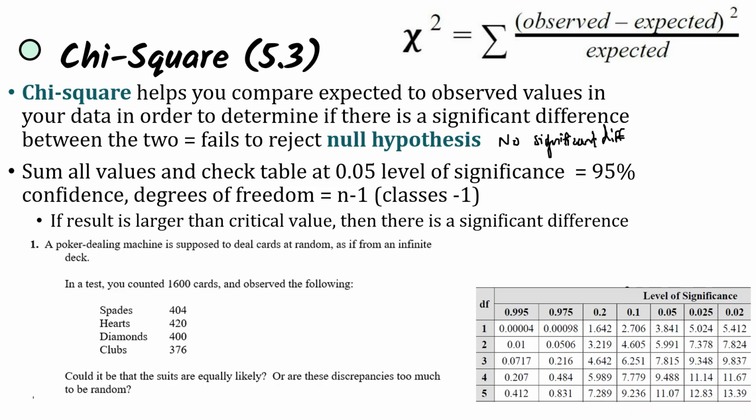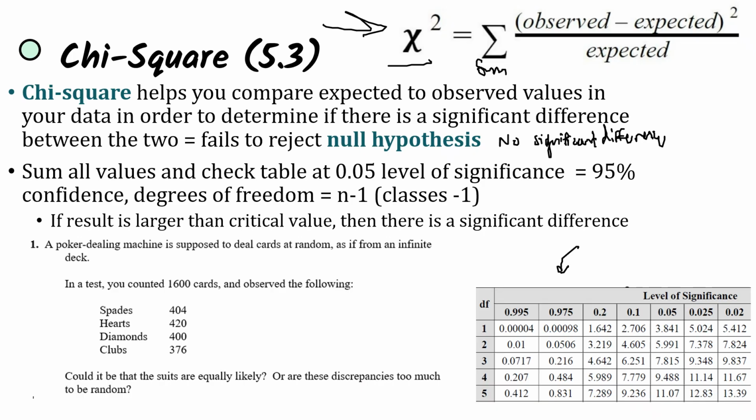And so if the null hypothesis is rejected, that means there is a significant difference between the expected and observed values. So the chi-square equation is right over here. This is our chi-square. We see our sigma or sum symbol right over here. For every single point of data, we need to subtract observed minus expected, square that value, divide it by expected, and add up all of these values in order to get our chi-square value. And then we have to compare it against a value on the critical values chart.